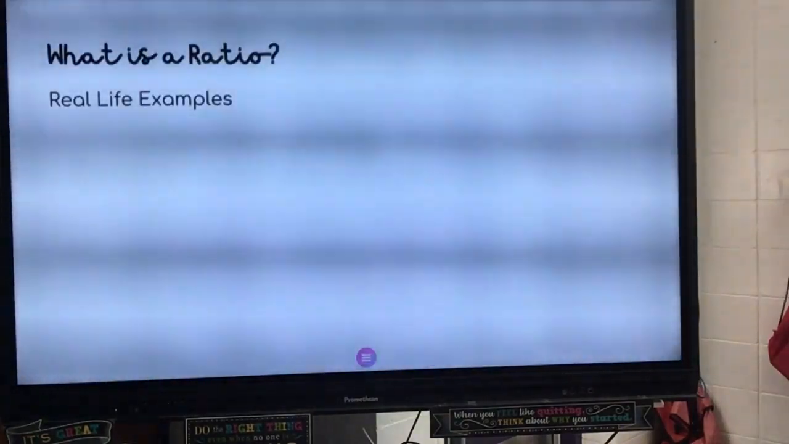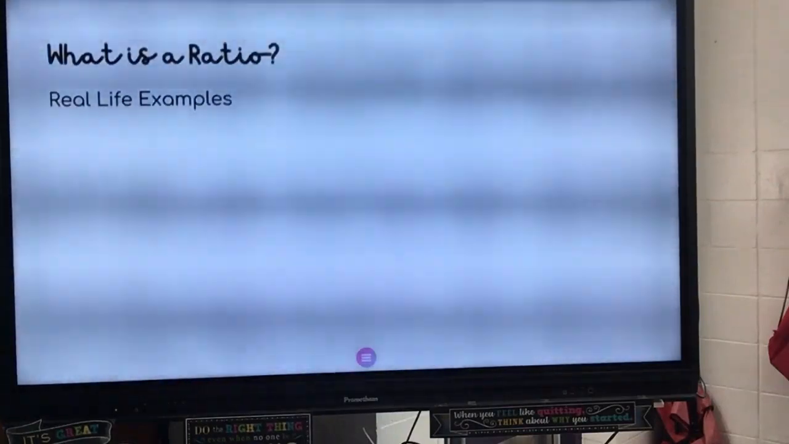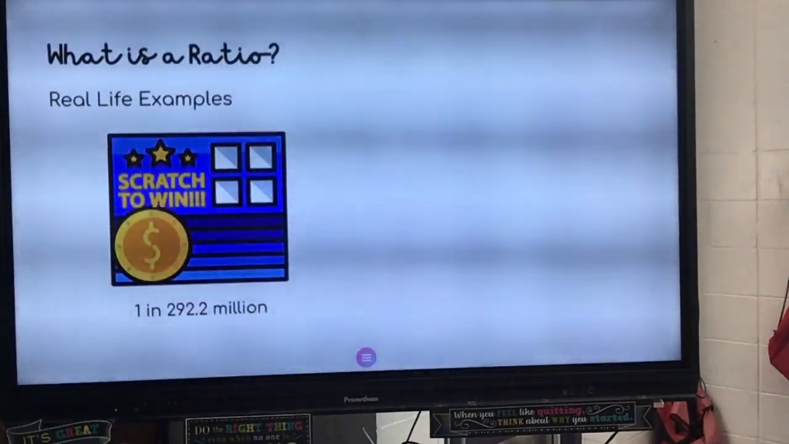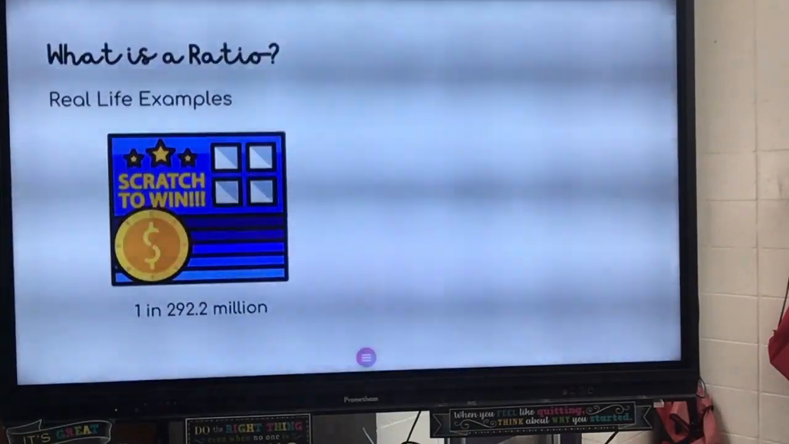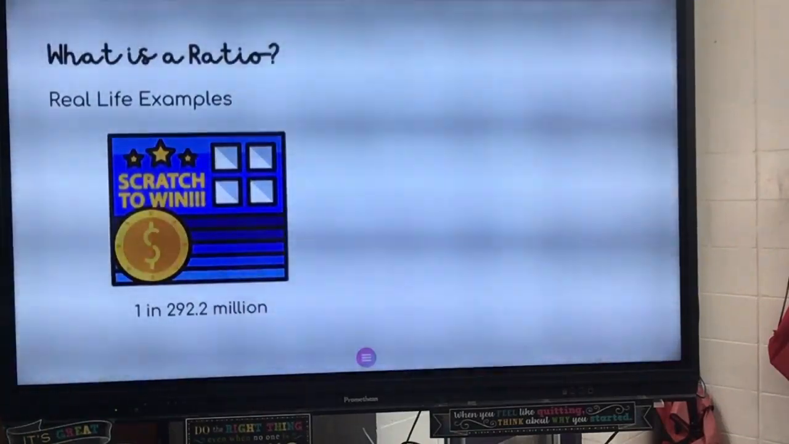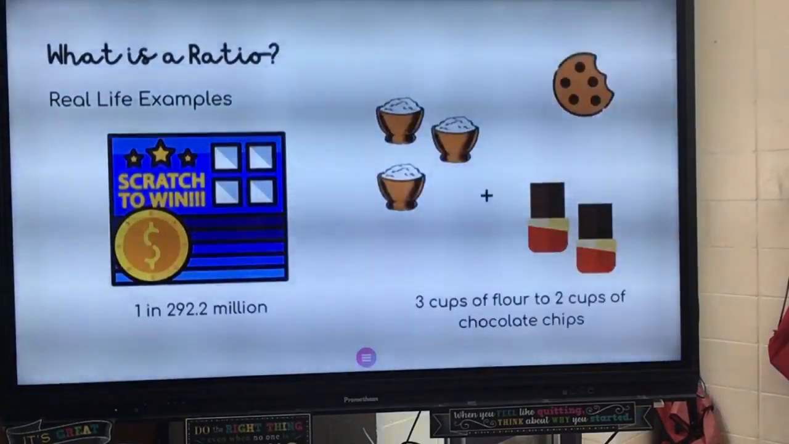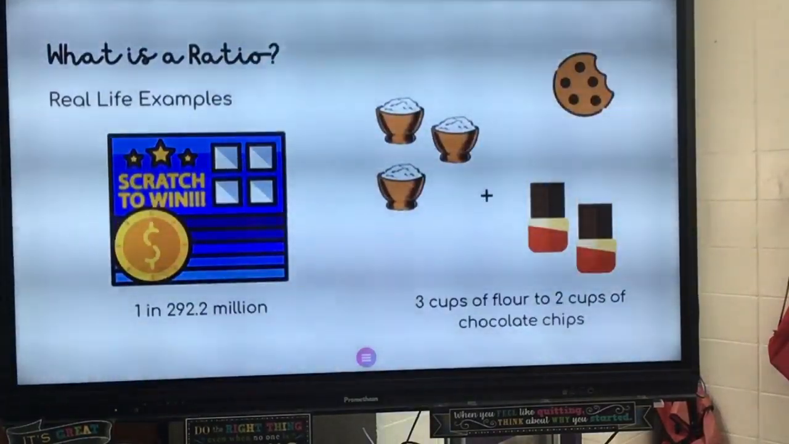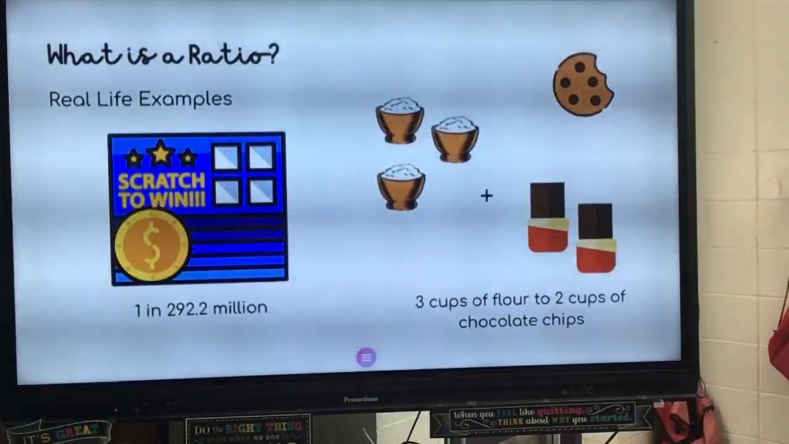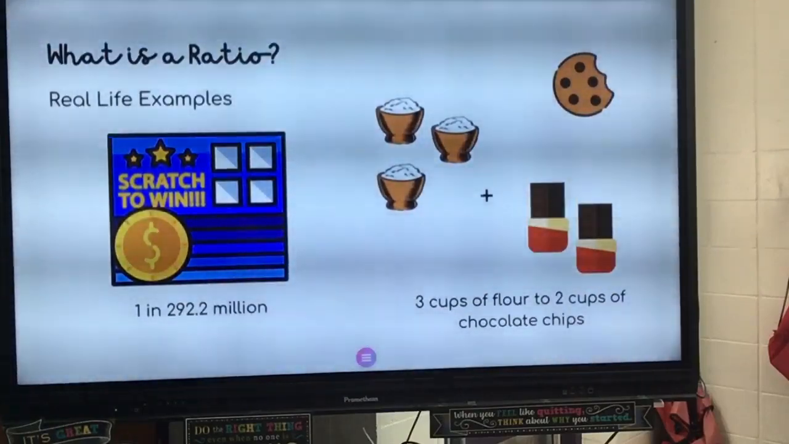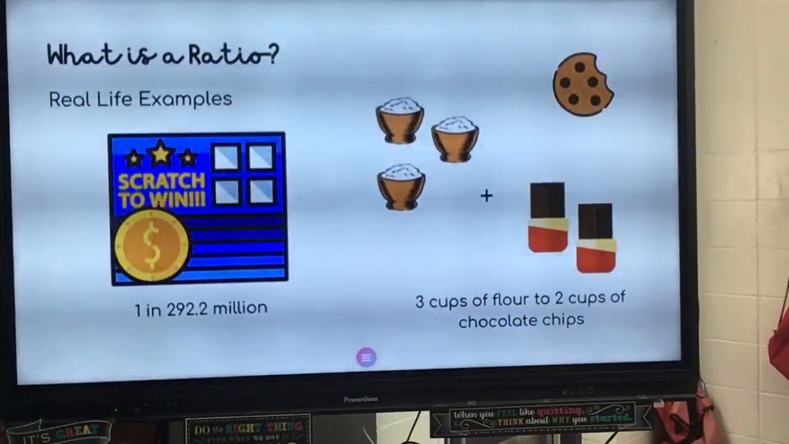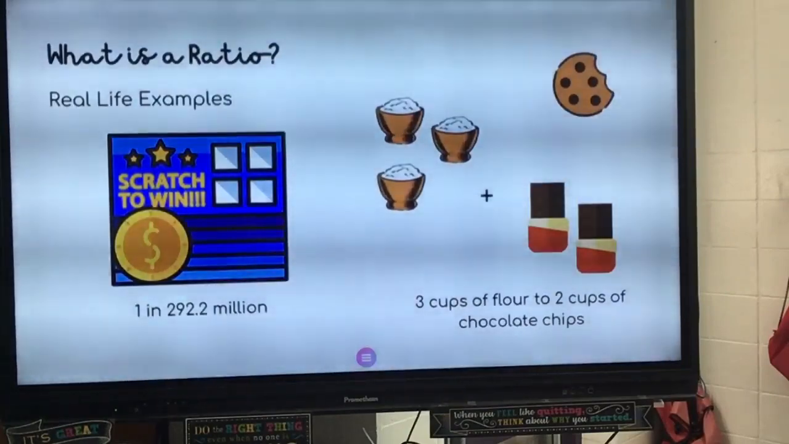This all sounds super abstract and useless, but in real life, you'll hear ratios used in statistics like you have a 1 in 292 million chance of winning the Powerball lottery, or just in everyday life, for a chocolate chip cookie recipe, your ratio of flour to chocolate chips is 3 to 2, which means for every 3 cups of flour, you use 2 cups of chocolate chips.